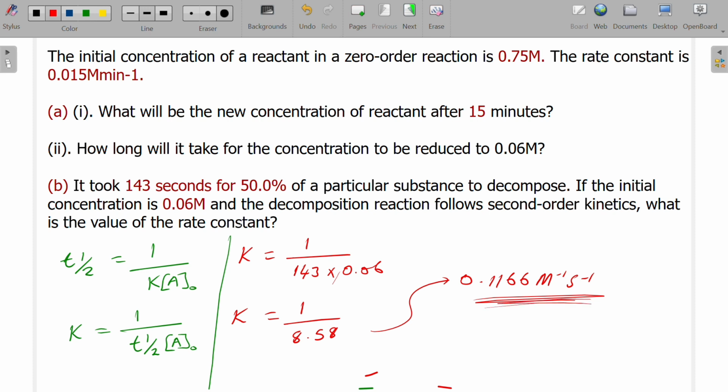So this is how we go about this type of question. We just need to understand the information we are given and how to interpret it.